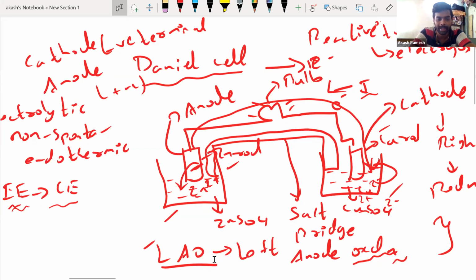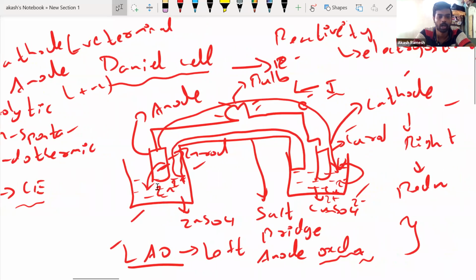And this you have to remember, LAO: left anode oxidation. On the left hand side only we'll keep the anode, and in the anode only oxidation will happen. I told you the chemical reactions which are going to take place are nothing but oxidation reduction reactions. So on the left hand side the anode will be there, and in the anode oxidation should happen. Same way, the cathode will be on the right hand side and the reduction will happen, right?